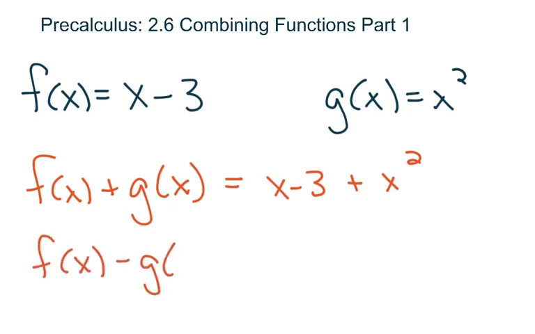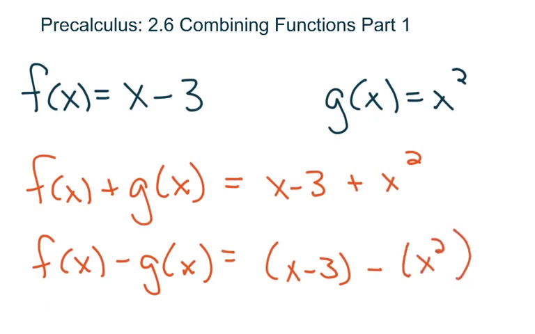Subtracting functions. The only thing you have to be careful with when you're subtracting functions is I always put them in parentheses. The reason is because the second function may have many terms. This particular one has one. So the final answer is actually just x minus 3 minus x squared, and there are no like terms to combine.